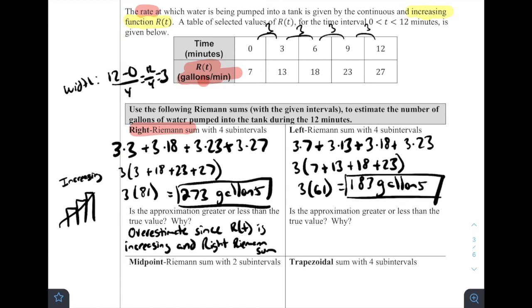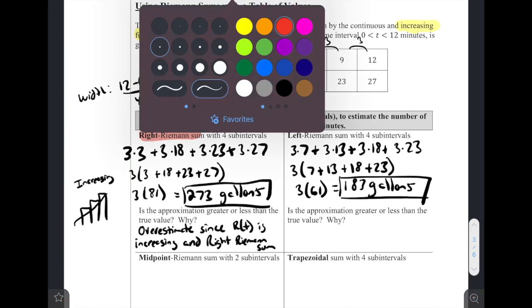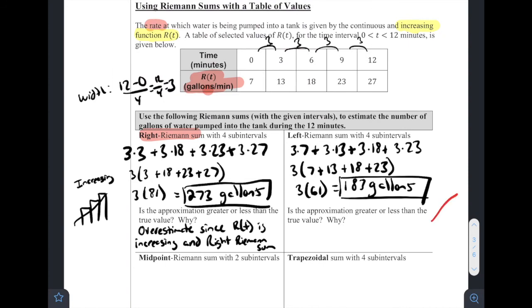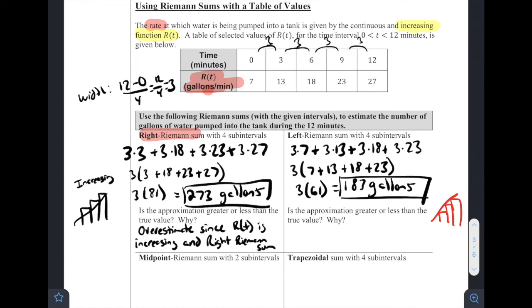Similarly, for this one, if we do a left approximation, maybe I could do that over here. If we draw a little increasing function that we've got right here and we do a left, notice that if we draw those rectangles on the left, they're going to be below that curve. So our answer for the left Riemann sum is we're going to have an underestimate. And the reason is still because r of t is increasing and we're trying to find left Riemann sums.